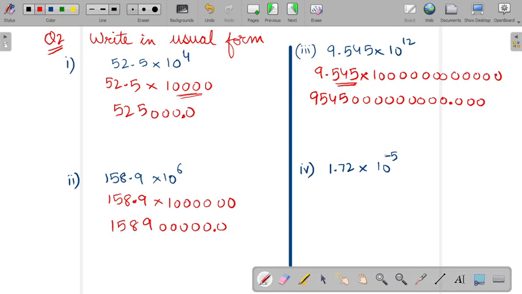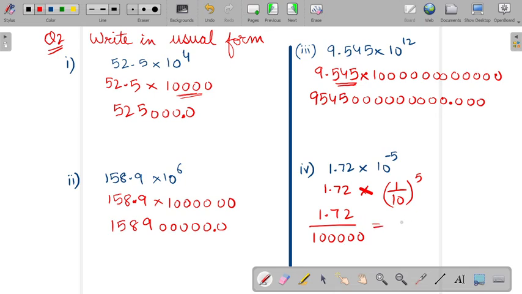In the fourth part, observe the power is negative. So what should be the step? To make it positive, what will you do? 1 upon 10 power 5. So it would be 1.72 upon 10 power 5. So it would be written like this.